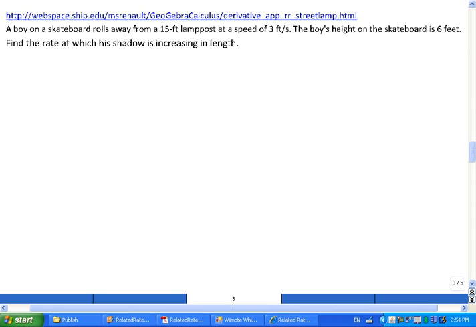So let me show you, we should start with a picture, right? We got a 15-foot lamppost, and maybe they are that tall. There, give it some realistic graphics. And there is a skateboarder.